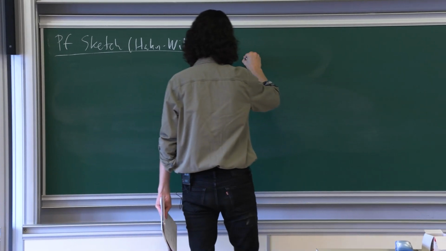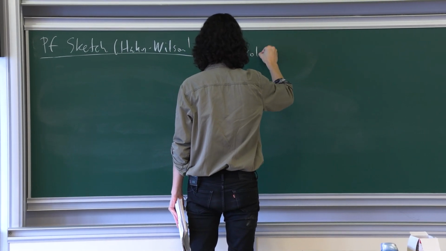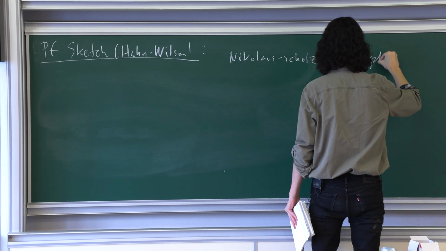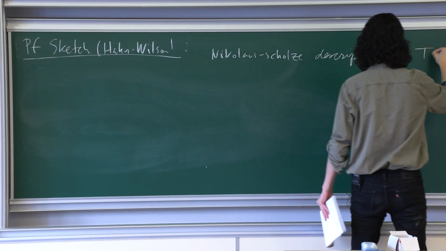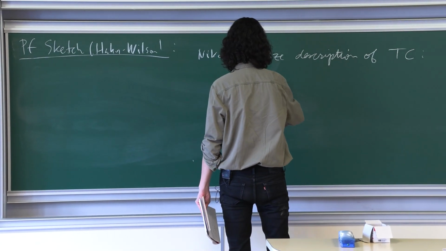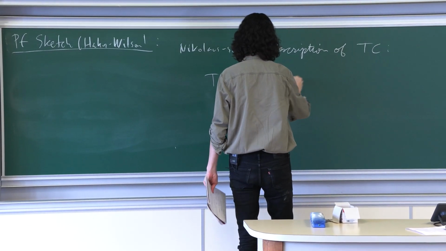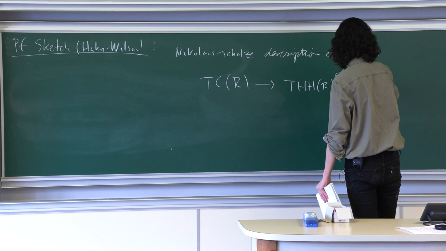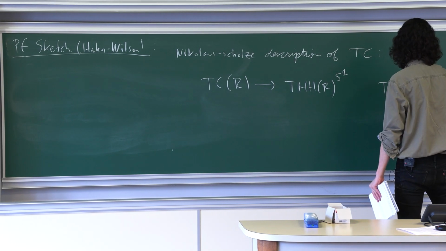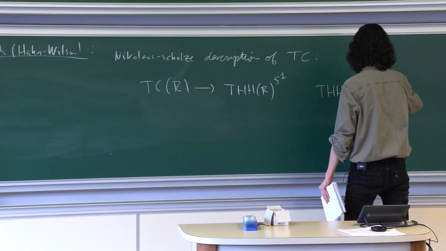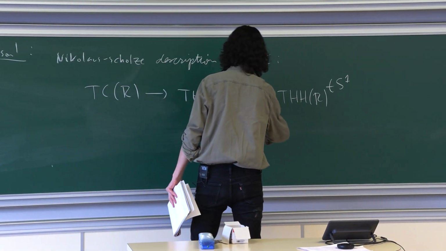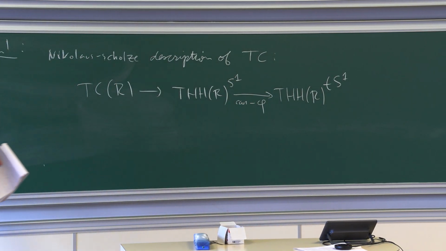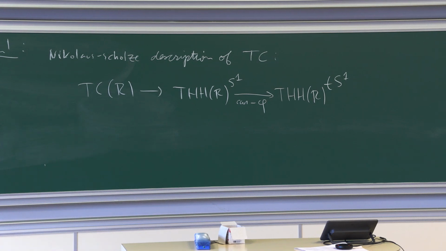But okay, now I need to tell you a bit more about TC. So there's the Nikolaus-Scholze description of TC. So you have TCR. Then the most primitive thing is THH. It has an S1 action, and you take the fixed points. And there's also such a thing as an S1 Tate construction. And then there are two maps you can make here: the so-called canonical map and then the Frobenius map. And you take the equalizer of them, and you get TC.